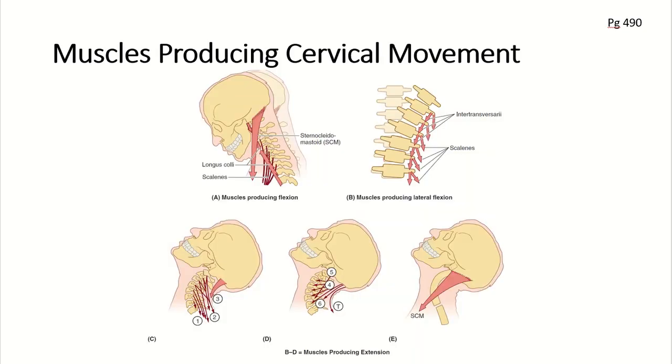So when we talk about the muscles producing cervical movement, you can notice that the scalenes, the longus colli and the sternocleidomastoid muscles are there to produce flexion. The ones that produce lateral flexion to either side, of course, are our scalenes as well as our intertransversarii. And the muscles producing extension here can be our sternocleidomastoid muscles.